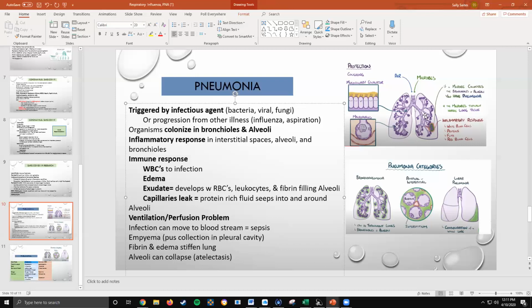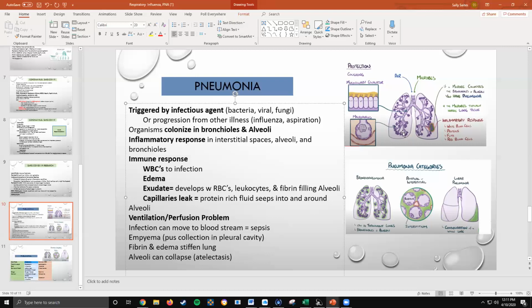Fibrin and edema from the inflammation stiffens the lungs, stiffens the alveoli, stiffens the bronchial tubes, which of course then causes a separate response. So continued inflammation and stiffening of the bronchioles and alveoli will possibly lead to something called fibrosis if this is a repeated offense year after year after year.